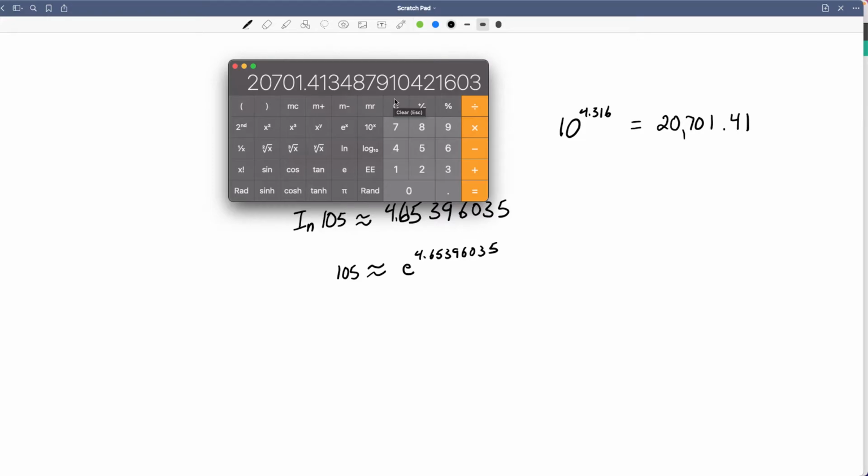Okay? So we could do it either way. We could use the inverse log, or we could use the XY key to put in the base of 10, and then the exponent, and then hit our equal sign. All right. So let's do a practice problem here.